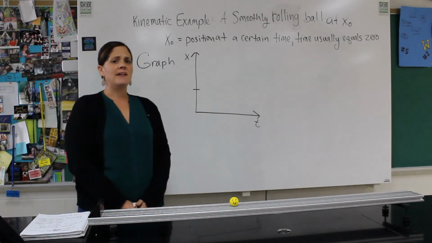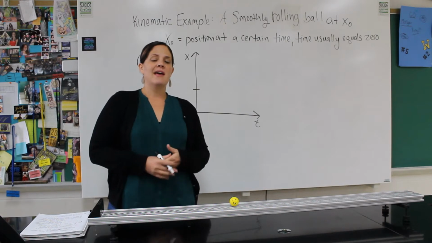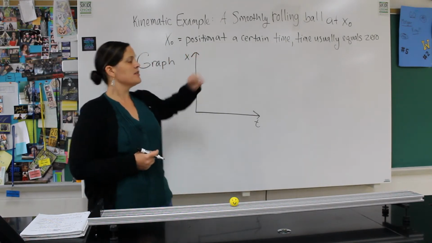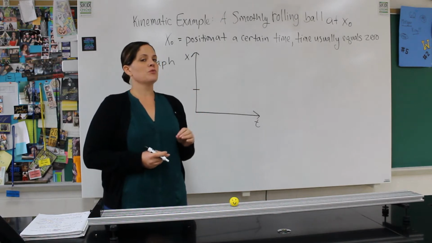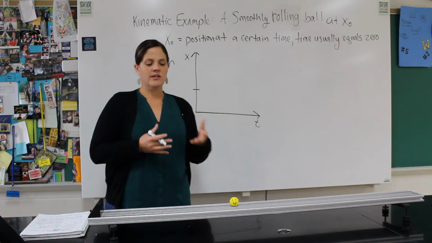Now we're going to look at an example of a smoothly rolling ball at x naught. What is x naught? X naught is a position at a certain time, where that time is usually 0. So what does that mean? Well, let's take a look at Janice.